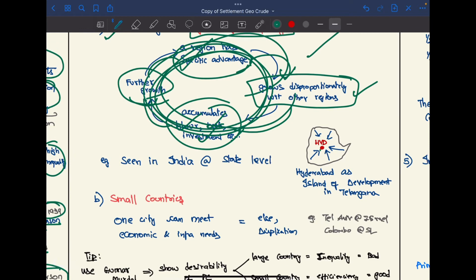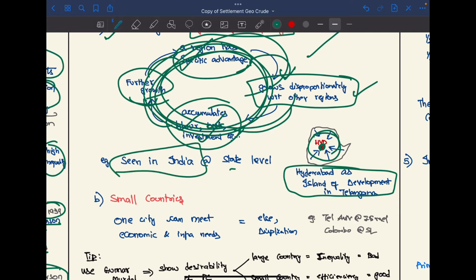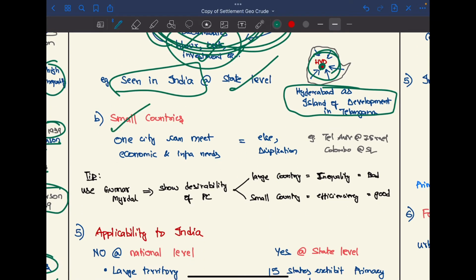For example, Hyderabad in Telangana is an island of development. Only Hyderabad is developed, the rest of the area is not developed. So this is seen in India at the state level. But in small countries, on the other hand, one city can meet all the economic and infrastructure needs. So if there are two or more primate cities, it will be duplication.